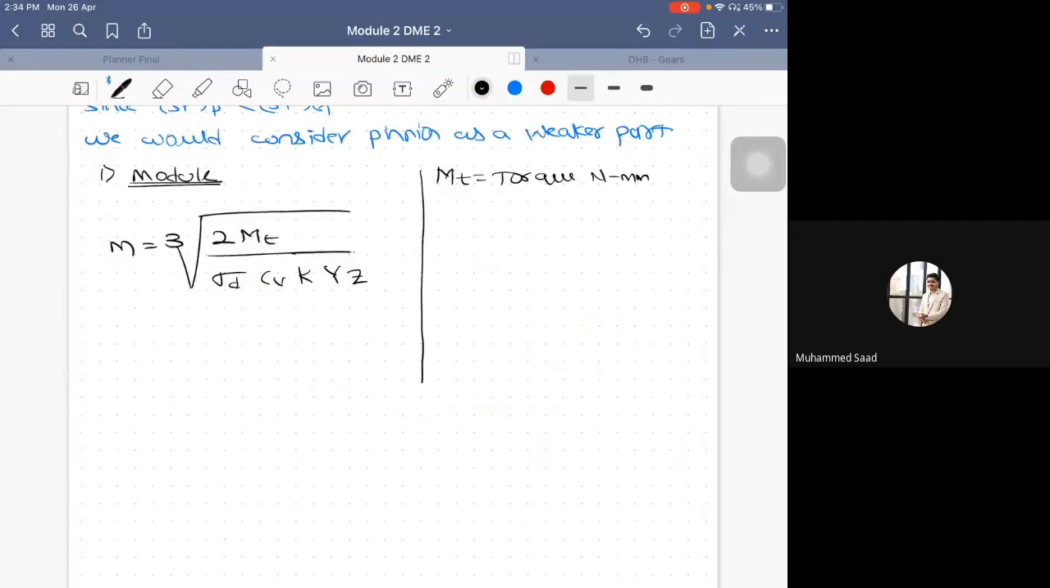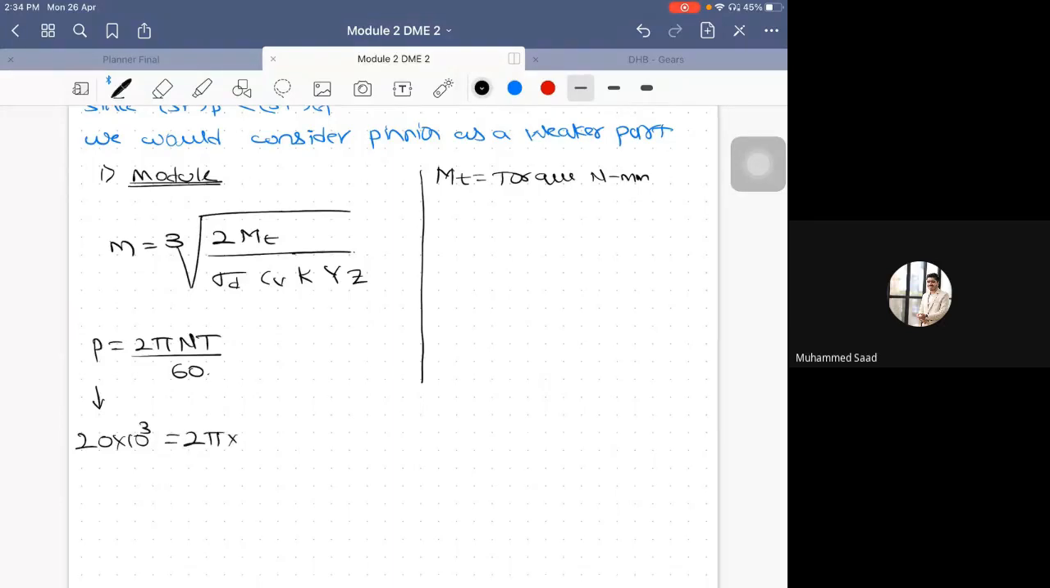So for that I have a formula. P is equal to 2 pi NT by 60. Correct? Yes, sir. Do I have the power given? Yes, sir. How much is the power? 20 kilowatt. So it is 20 into 10 to the power of 3, that is equal to 2 pi.